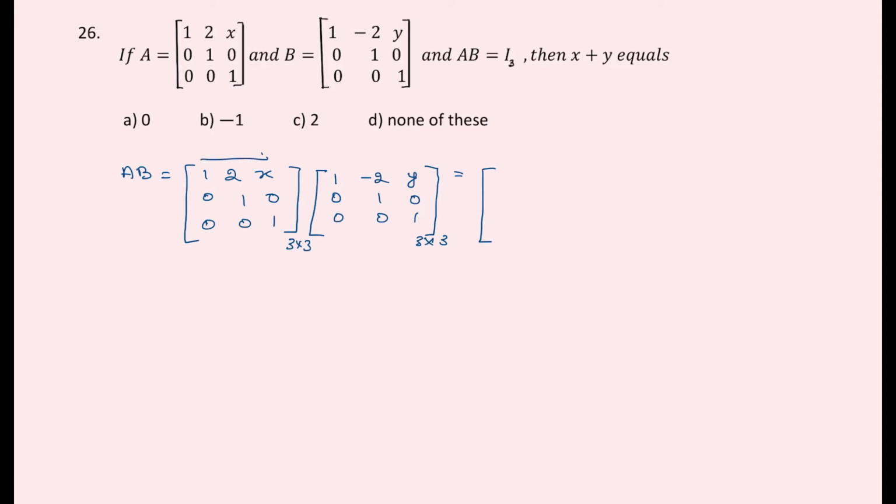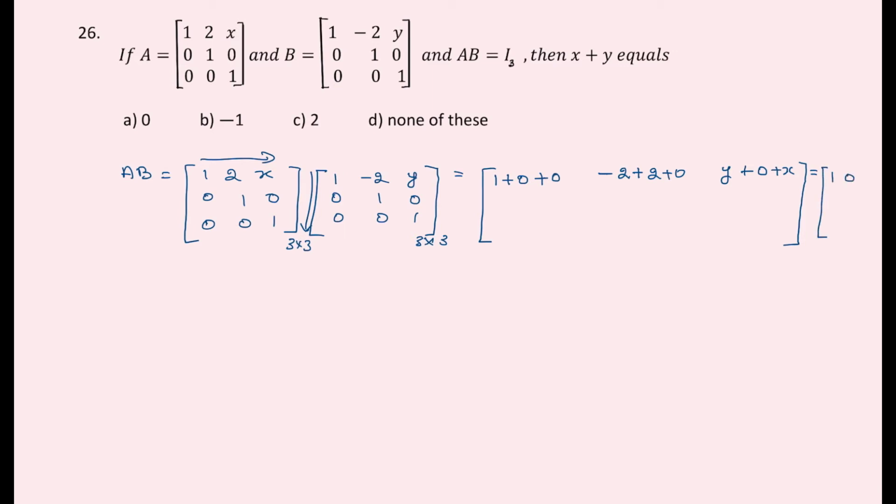Let us multiply the first row with the first column. 1 plus 2 times 0 plus x into 0. And then first row into second column. Minus 2 plus 2 and 0. First row into third column. Multiply the corresponding elements and add: 1 into y plus 2 into 0 plus 1 into x. We need not calculate the other elements. And it is given as the identity matrix.